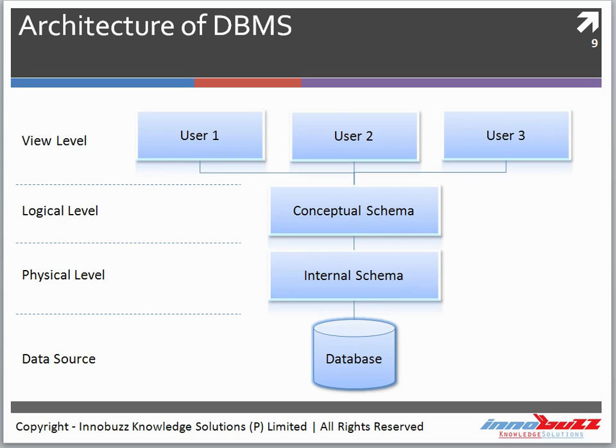Architecture of DBMS. This picture shows the levels a DBMS has. As you can see, there is the view level, the logical level, the physical level, and the data source. Let's see in detail each of them.